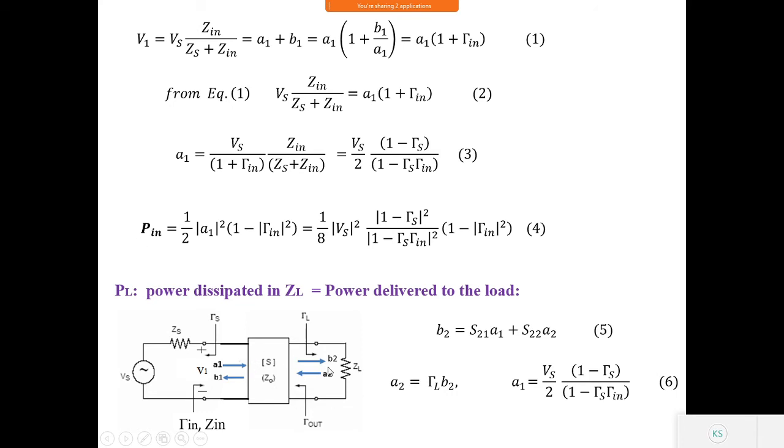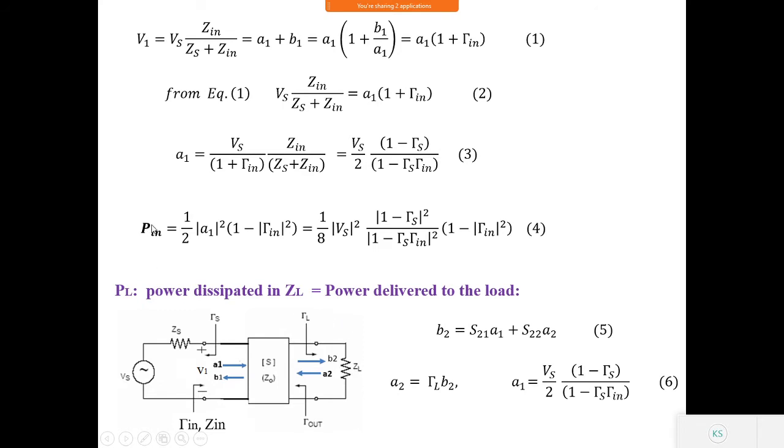Okay, so now next I have to define this. This is the power now given to the network. Assume it is an amplifier, for example. So if it is an amplifier, what is the power delivered to the load?